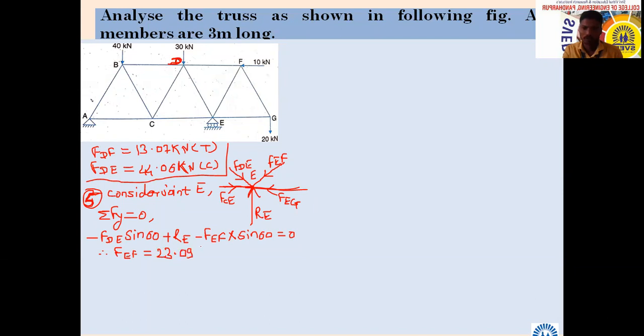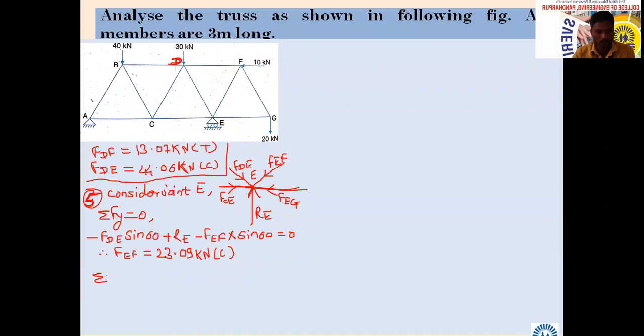23.09. Others? If I take this answer and the answer is something other, then problem may happen. Same? I have not calculated, I am going to take your answer as it is. Is it coming positive? Yes, sir. Okay, positive. How did I assume EF? Compressive. So it is compressive then. EF is over. Next.